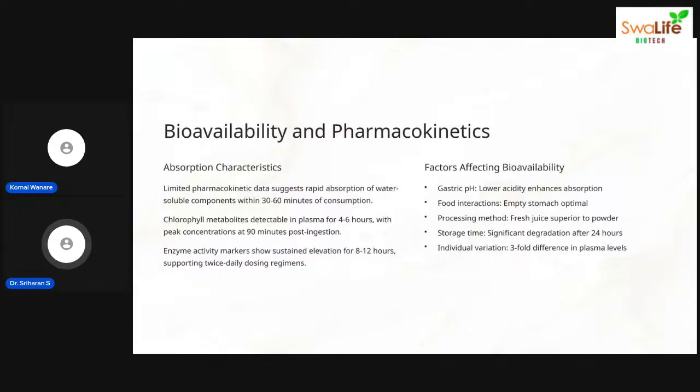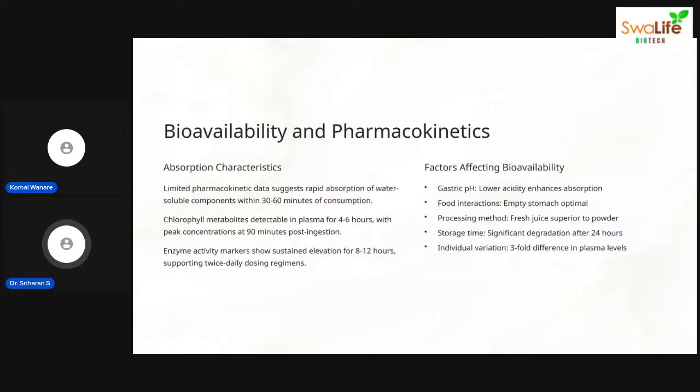Next, bioavailability and pharmacokinetics. It has a rapid absorption rate, so while we give or take other drugs, it will affect the other drug simultaneously. That is one of the limitations. Another thing is chlorophyll, which has a duration of 4 to 6 hours with a peak concentration at 90 minutes. You also want to consider the metabolic side, so enzyme activity.